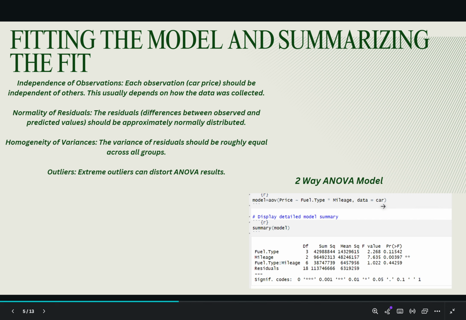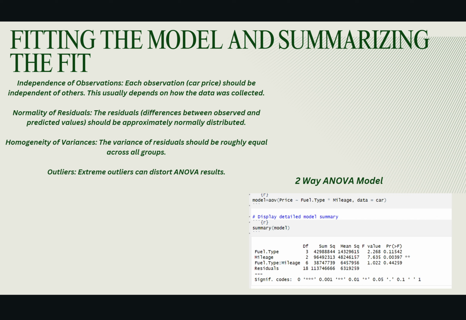So going into fitting the model and summarizing the fit, there were 4 conditions I wanted to ensure to check in order to carry out this two-way ANOVA model. This is the independence of observations, because I wanted to ensure that each observation or car price was independent of the others, and this usually depends on how the data was originally collected. I also wanted to check the normality of residuals, because the residuals should be approximately normally distributed. And then next is the homogeneity of variances, just to ensure that the variance of residuals is roughly equal across all groups. And then outliers, as extreme outliers can distort ANOVA results.